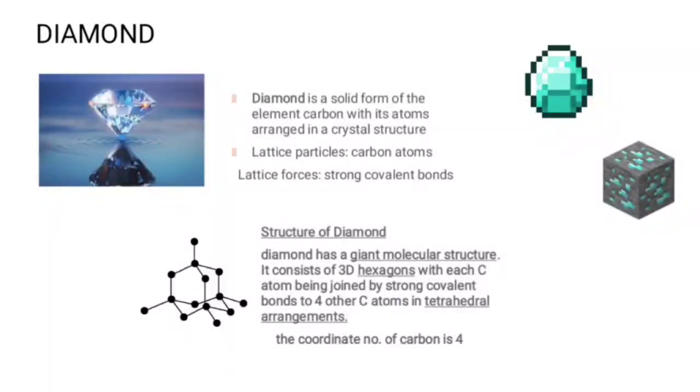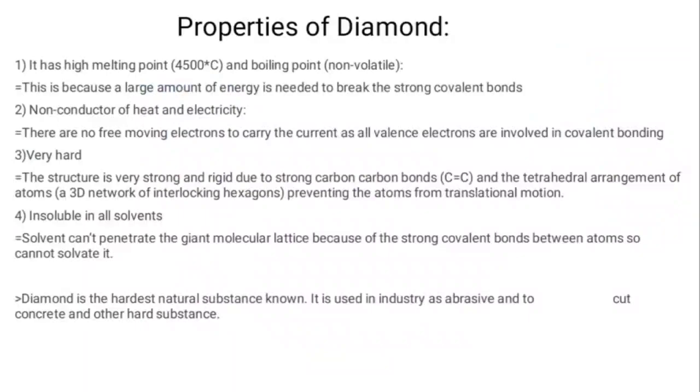The structure of diamond. Diamond has a giant molecular structure. It consists of 3D hexagons with each carbon atom being joined by strong covalent bonds to 4 other carbon atoms in a tetrahedral arrangement. The coordinate number of carbon is 4, which means that one carbon atom of diamond is covalently bonded to 4 other carbon atoms. There are 3 main properties of diamond.